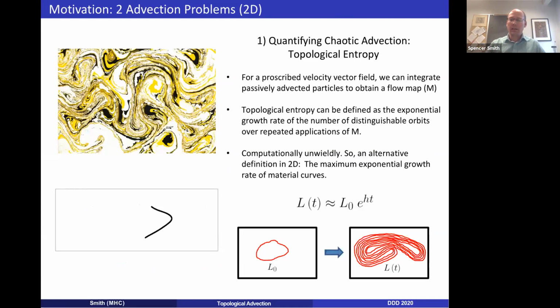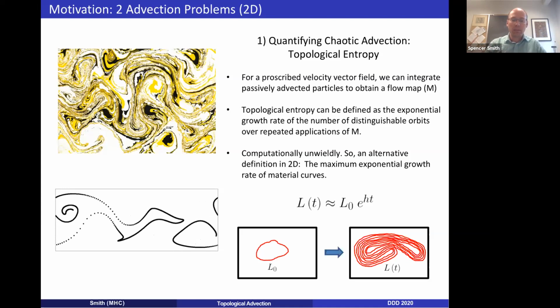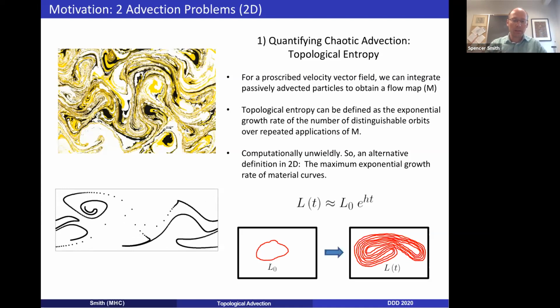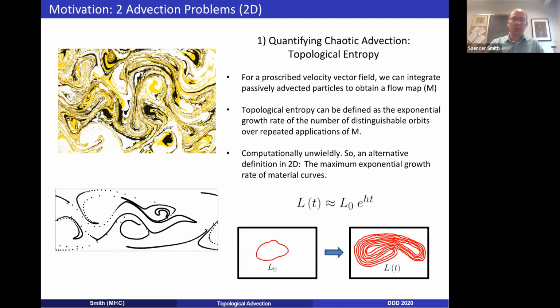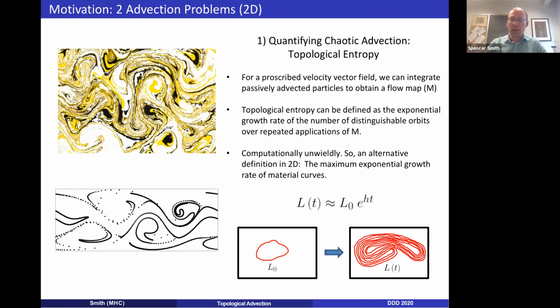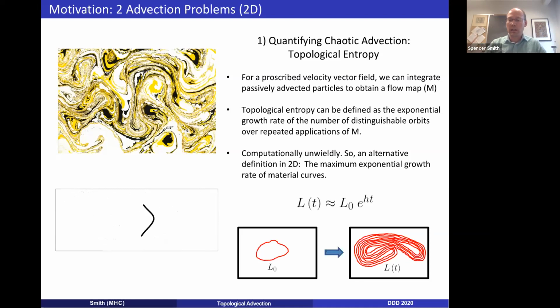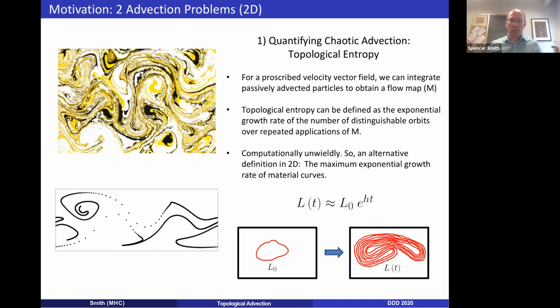is the growth rate of material lines. So if you look in the bottom left, you can see this line that is being advected. This is with a zonal jet model, the Bickley jet. And it's just getting stretched out exponentially over time. And if you look at that, it'll be exponential stretching, and this topological entropy can be put as a lower bound to it, can be the exponential rate that it's stretching at.